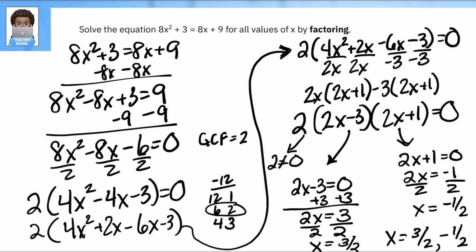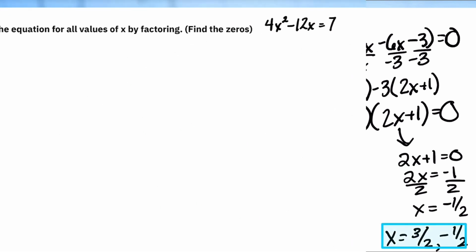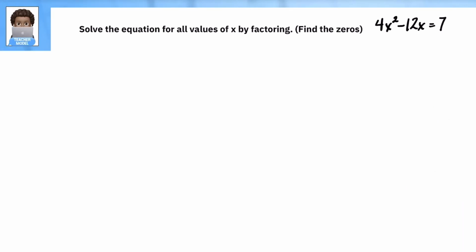This one was a lot of work, but keeping it as organized as possible is really helpful and important. So let's hit pause and jot this down. I'm going to box our final answer here so you can also find it. Let's jump into a guided practice. Here's one for you to solve all on your own. Hit pause and work through this problem, and then we'll do a review.